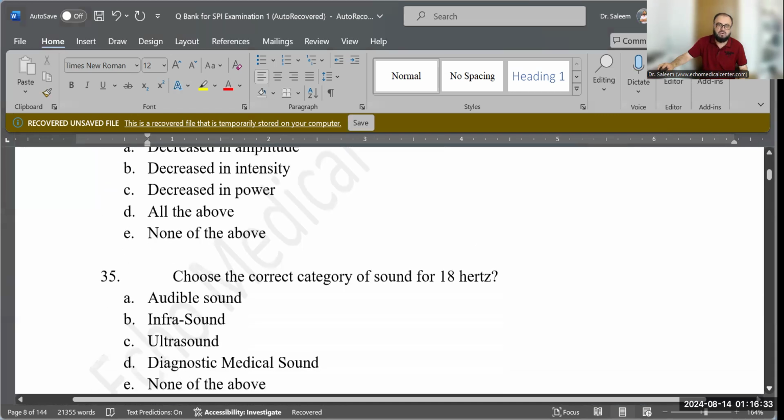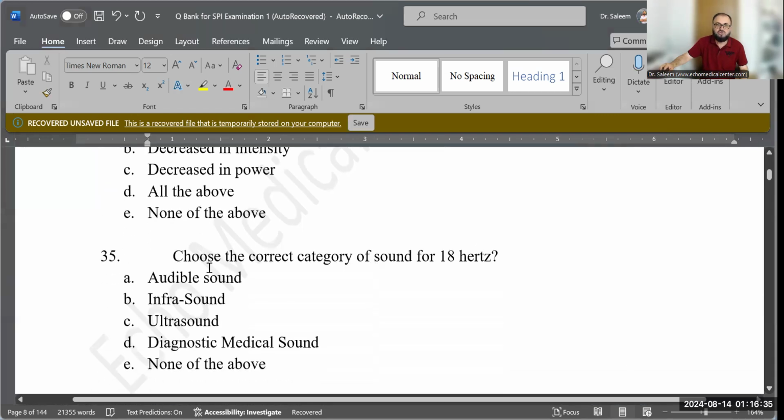Now this question says, choose the correct category of sound for 18 hertz only. Now, what do you think? Is it audible sound? Is it infrasound? Is it ultrasound? Is it diagnostic medical sound? Or none of the above? What is your choice? Which one is the correct answer?